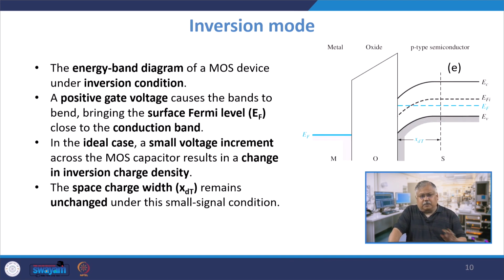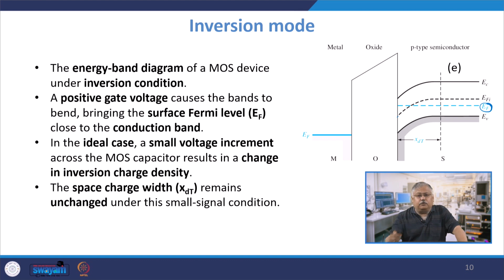Let us come to the last part, and that is known as the inversion mode. In the inversion mode, we still go on applying a much larger positive bias at the metal side. And therefore, what happens is, this is quite interesting, that the intrinsic Fermi level actually goes below the Fermi level of the p-type semiconductor. And that is the reason it is known as inversion.